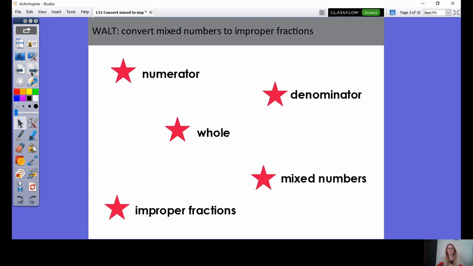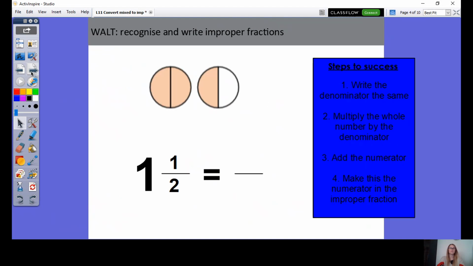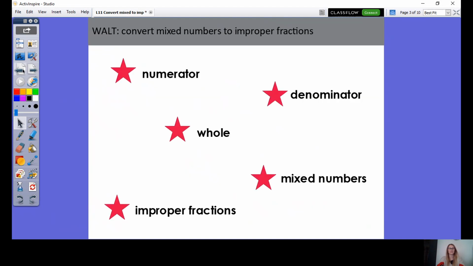So hopefully we should know the meaning of all of these now. Because we have been looking at them for all of our lessons, and mixed numbers and improper fractions we've been learning this week. So you may want to pause and recap those, but if you're ready, we can move on.